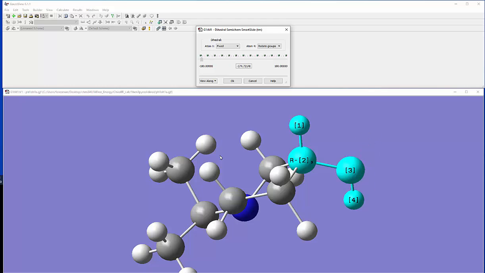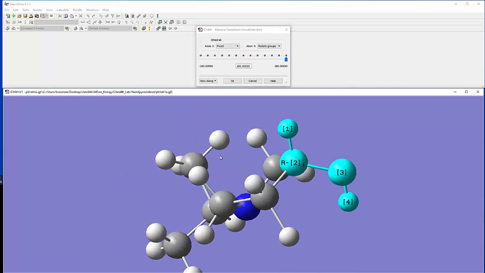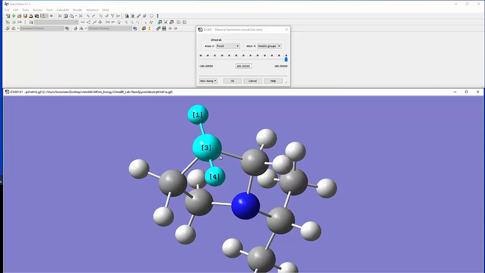Let's start it at 180 as the first one. We could save that out. And then we'll twist it to about right here, which should be about 60 degrees. We can even type 60 degrees in here if we want to put it exactly at 60. And then the other one should be at about minus 60. So 180, 60, minus 60 for this rotating hydroxy group.